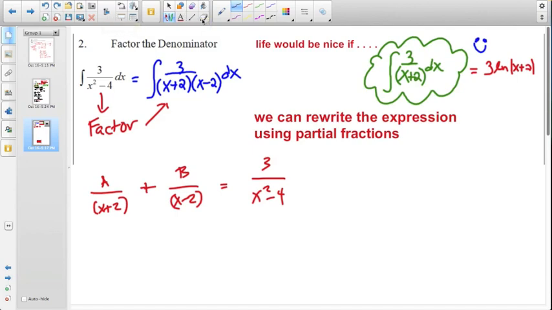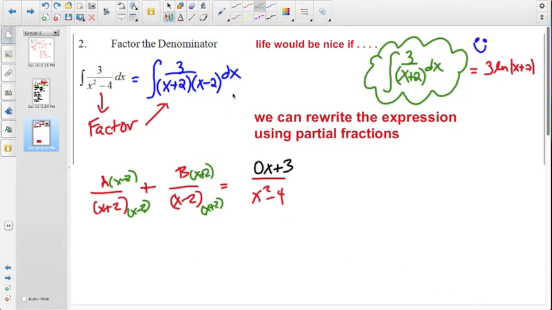Really, we need to look at this numerator over here from a mathematical standpoint. Instead of looking at it as just 3, we have to really look at it as 0x plus 3. And so we can then set up the expressions as we combine these two fractions, as we multiply top and bottom by x minus 2 here, and as we multiply top and bottom by x plus 2 here.